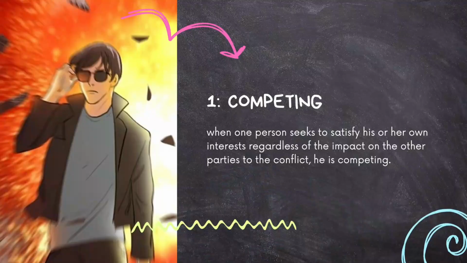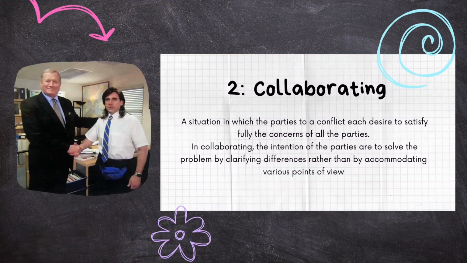The first one is competing, when one person seeks to satisfy his or her own interest regardless of the impact on the other parties to the conflict. The second one is collaborating, a situation in which the parties to a conflict each desire to satisfy fully the concerns of all the parties. In collaborating, the intention of the parties is to solve the problem by clarifying differences rather than by accommodating various points of view.